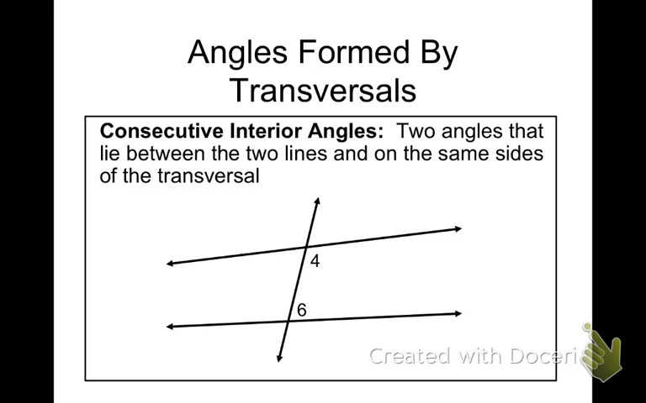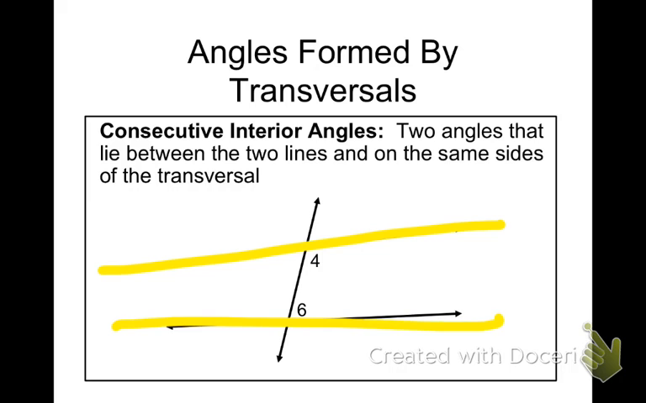So alternate interior and consecutive interior both are interior angles, but the difference is, for alternate, I need them to be on opposite sides; consecutive, they need to be on the same side. If you think about consecutive numbers, 1, 2, 3, 4, 5, 6, 7, 8, 9, 10 are consecutive numbers. They're right next to each other. So the same thing applies for interior.